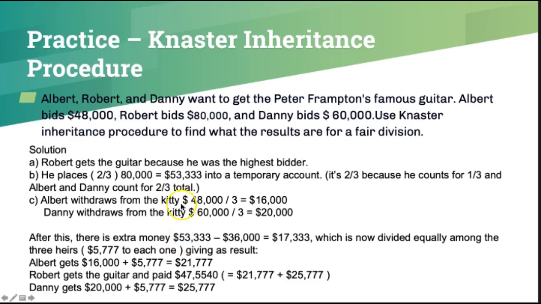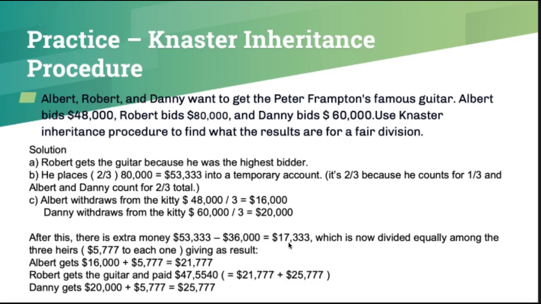And you're going to take the 53,000, which was in that kitty, subtract what Danny withdrew, subtract what Albert withdrew, which is, see how that says 20,000 and 16,000, that adds up to 36,000. So when you take what was in there, subtract what they withdrew, you get 17,333. Now you divide that equally among each of them, and they get that back.